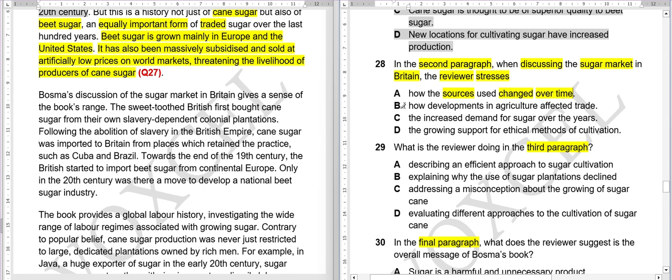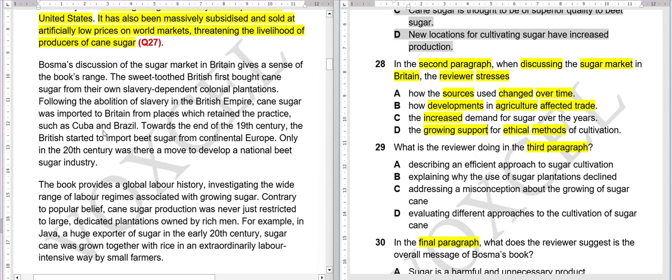Then A will be the answer. How developments in agriculture affected trade. So if developments in agriculture affected trade, B will be our answer. C, the increased demand for sugar over the years. So if the demand has increased, C will be our answer. The growing support for ethical methods of cultivation. So if the support for ethical methods is growing, then D will be our answer.